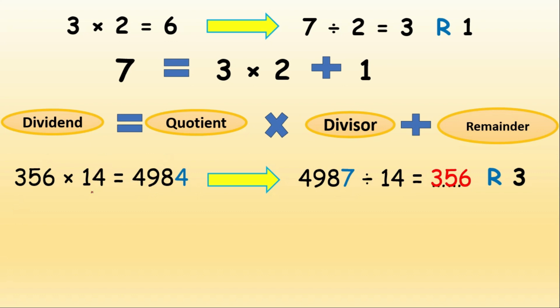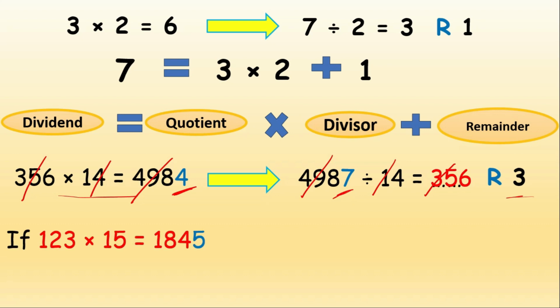So here the multiplication operation changed to become division, but with a very small change. The 4 in the ones changed to be 7. Okay, so this difference between 7 and 4, which equals 3, is called a remainder. It is exactly the same question, from multiplication to division. Okay, the product changed to be the dividend, a factor changed to be the divisor, and the other factor changed to be the quotient. Got it?